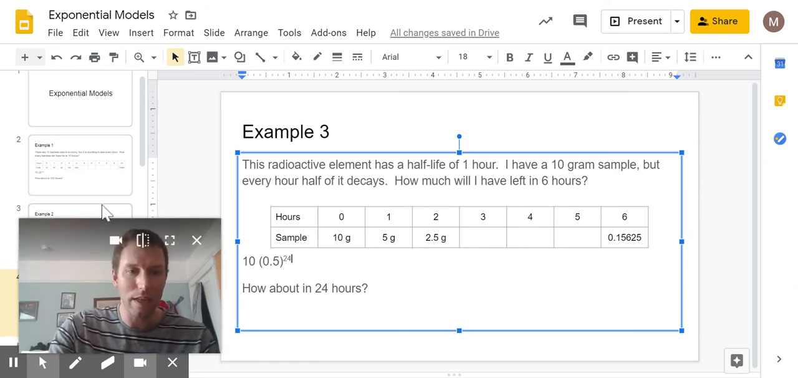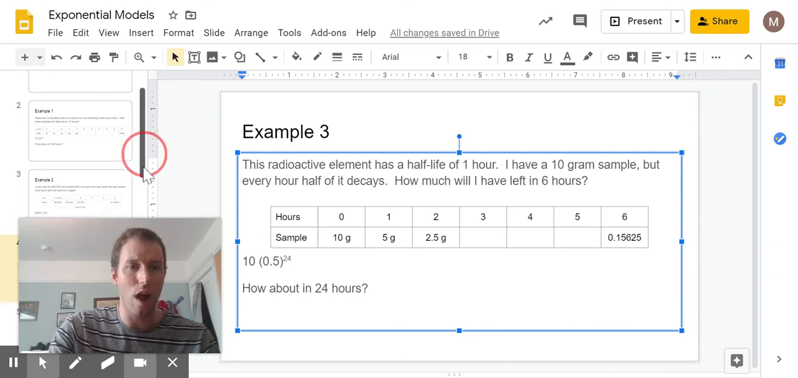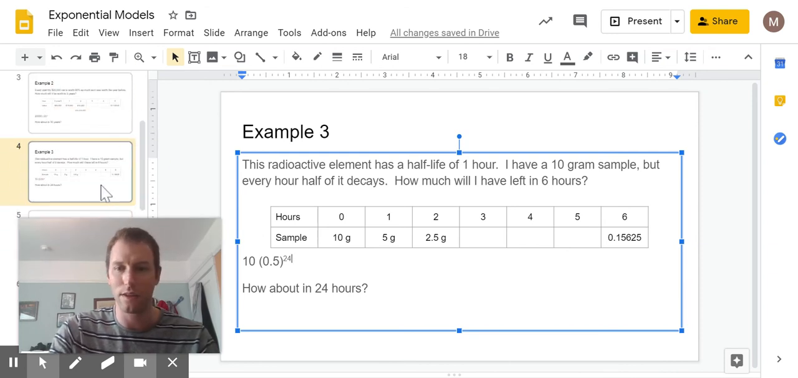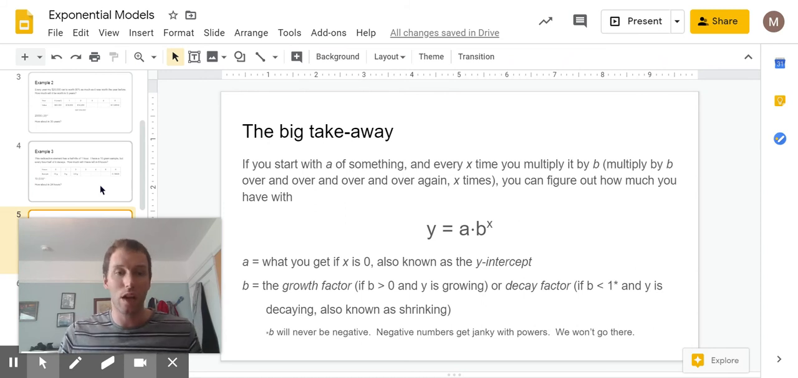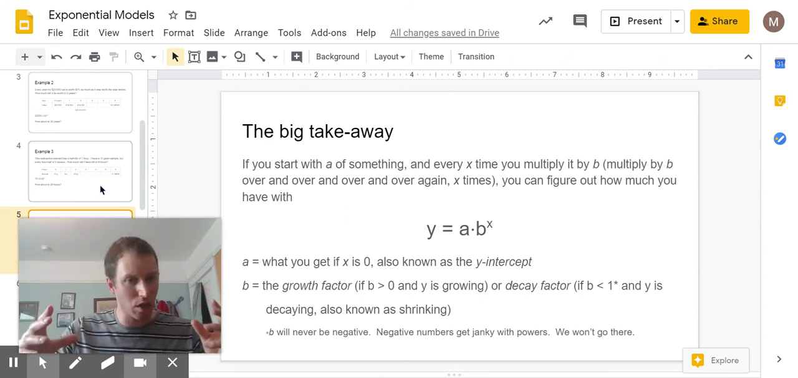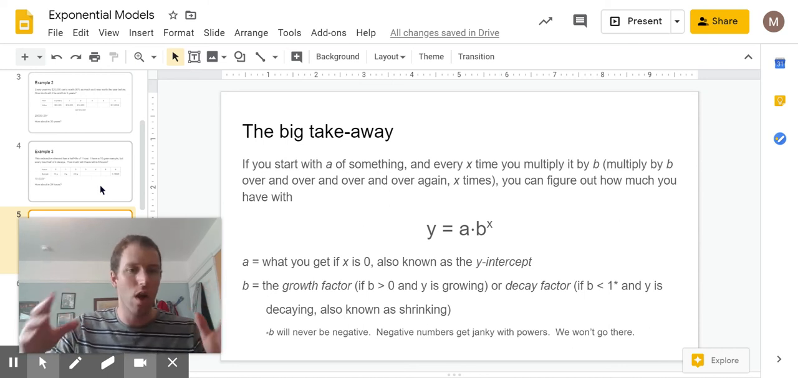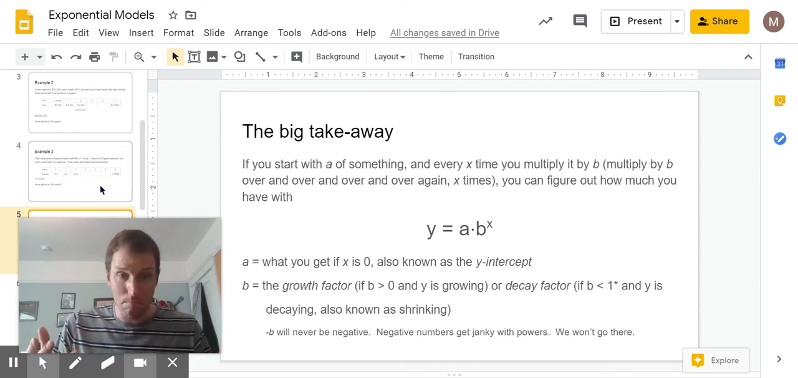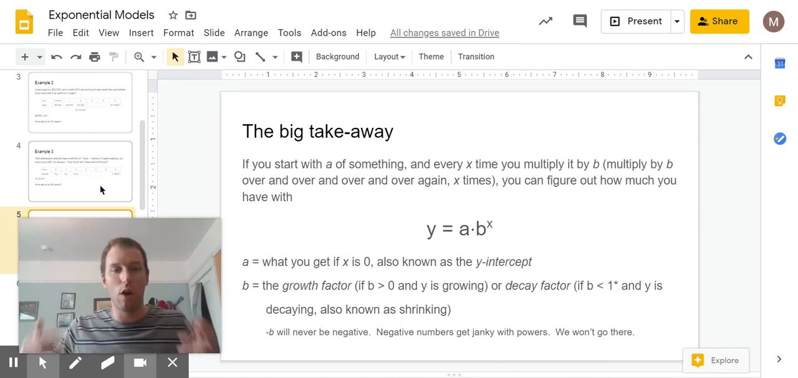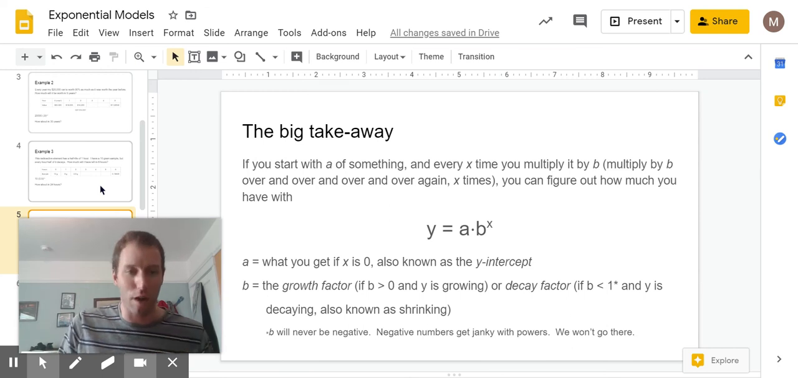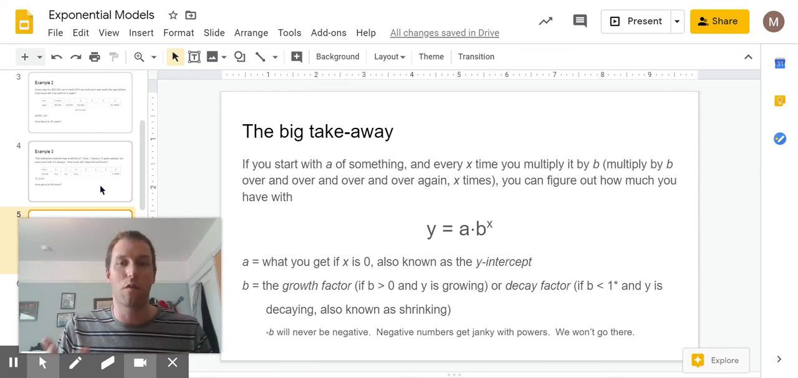All right, what's the big takeaway? What the heck are we doing? How can we tie this all together in a way that is somewhat meaningful? Our big takeaway is if I start with A of something, A is 10 grams or $20,000 or whatever the case may be, and every X time, every year, every week, whatever, I multiply it by some number B. So I'm multiplying it by B over and over and over again. I'm doubling it over and over again, or I'm multiplying it by 1/2 or 0.9 over and over again.